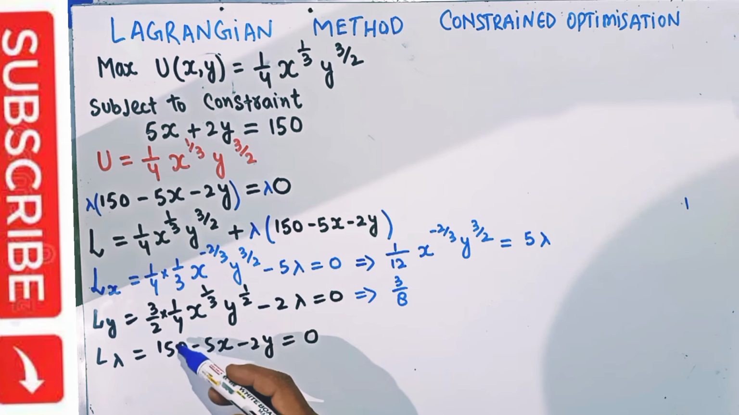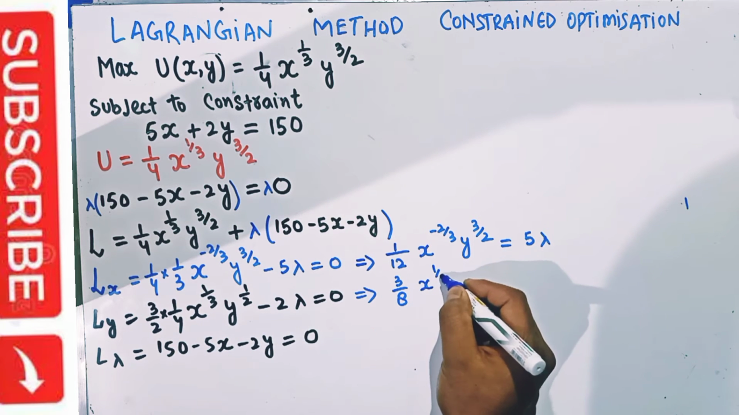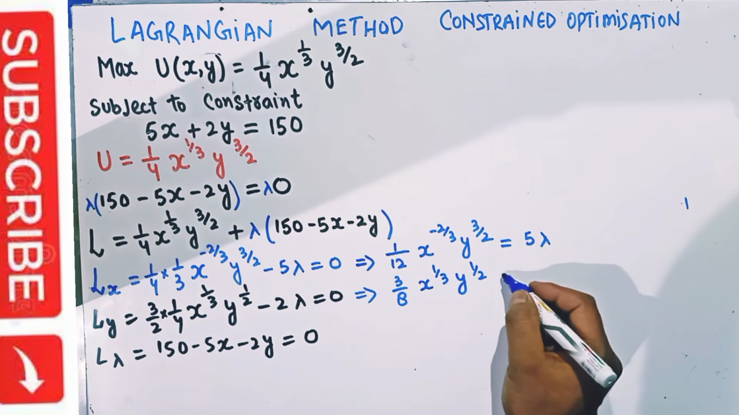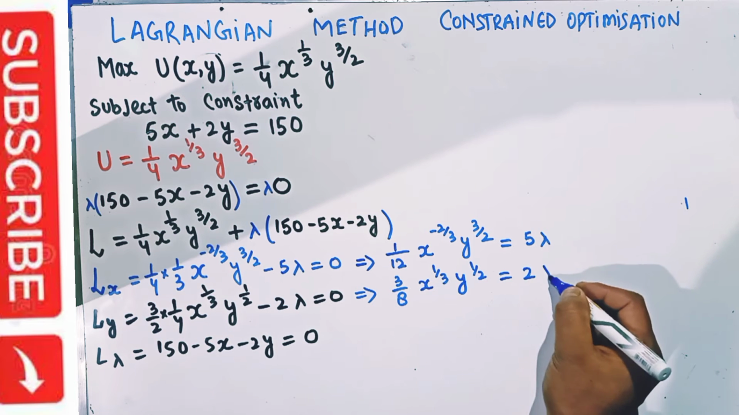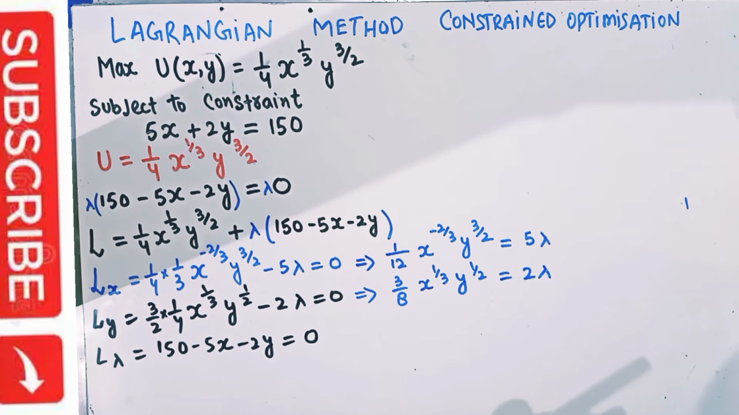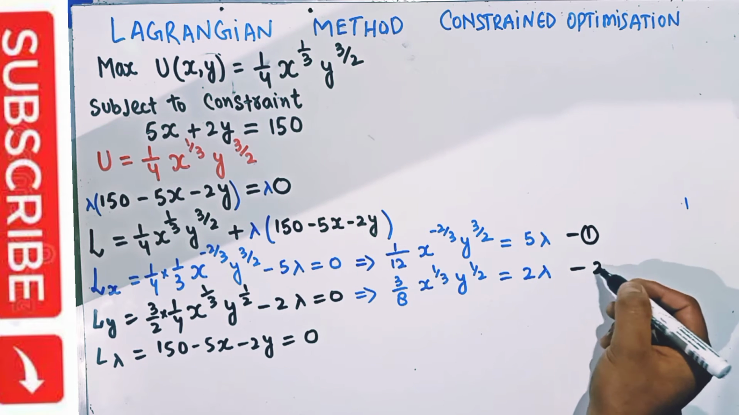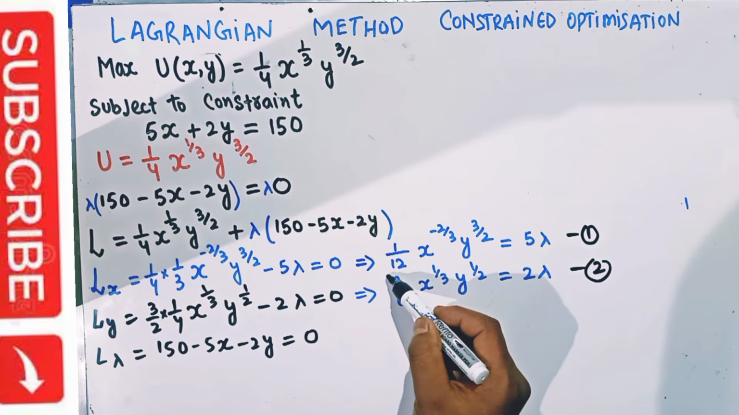Then we have 3 upon 8, x raised power 1 upon 3, y raised power 1 upon 2, and transposing this to RHS, it will become twice lambda, that's positive. Let us say this is equation first, this is equation second, dividing equation first by equation second, and let's do it here to save the space.